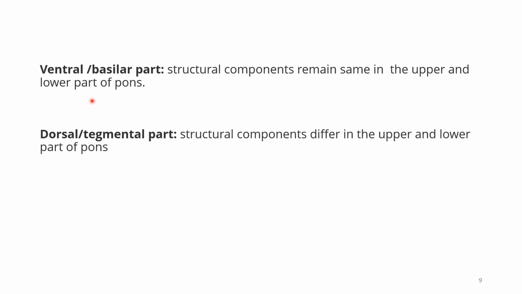So the ventral and basilar part. The structural components remain the same in the upper and lower part of the pons. Here you should notice that in the upper and lower part of the pons, the ventral aspect is the same. But the dorsal aspect, or tegmental part, is different for the upper and lower parts of the pons.